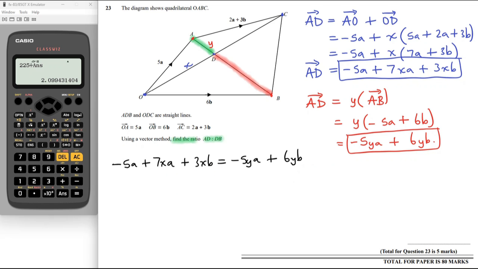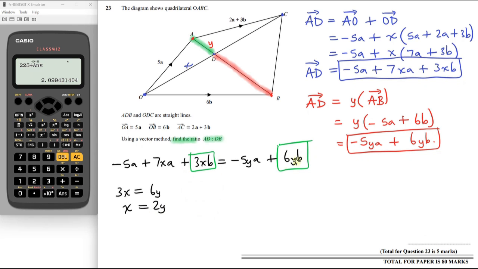Now if we compare the two, let's compare the b terms first, because we've got less of those. In terms of the b terms, we've got 3xb, and that is equal to 6yb. Because we've got b in both of them, they're both our b vectors and they equal each other, so they must be the same. So 3x must equal 6y. Therefore, to work out what x is, we can just divide both sides by 3. So we get x is equal to 2y.